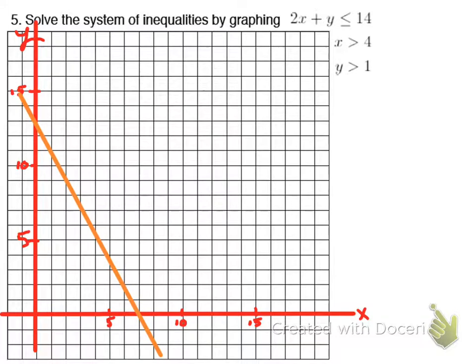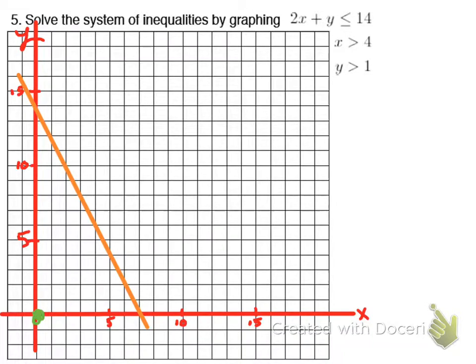That didn't line up so well. Let me try that again. 7 to 14. There we go. Just using my x and y intercepts. That is a solid line because it is less than or equal to. It is solid. And now I need to test a point, so I will test the point 0, 0.